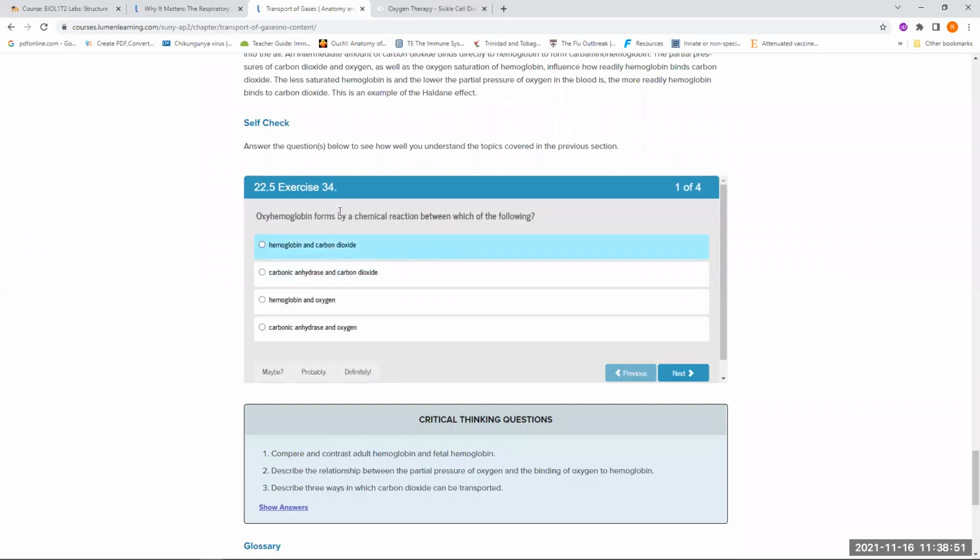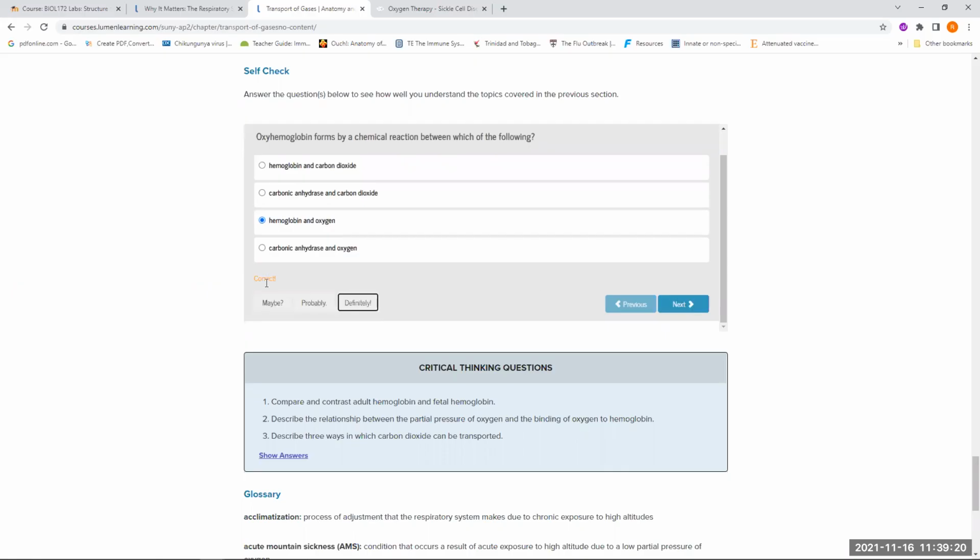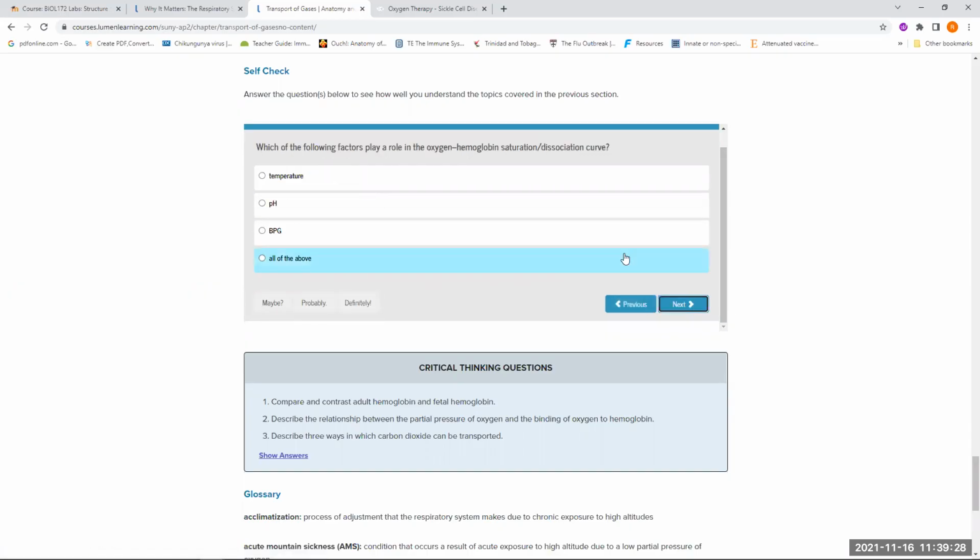Now, oxyhemoglobin forms a chemical reaction between which of the following? So which one do you think? Remember, no wrong answers. Always remember that. It's just what you think. But go ahead. Hemoglobin and oxygen. Let's have a look. And you are correct. Hence the name oxyhemoglobin, as the name implies, oxygen attaches to hemoglobin, and that's a chemical reaction. Very good. Let's have another one.